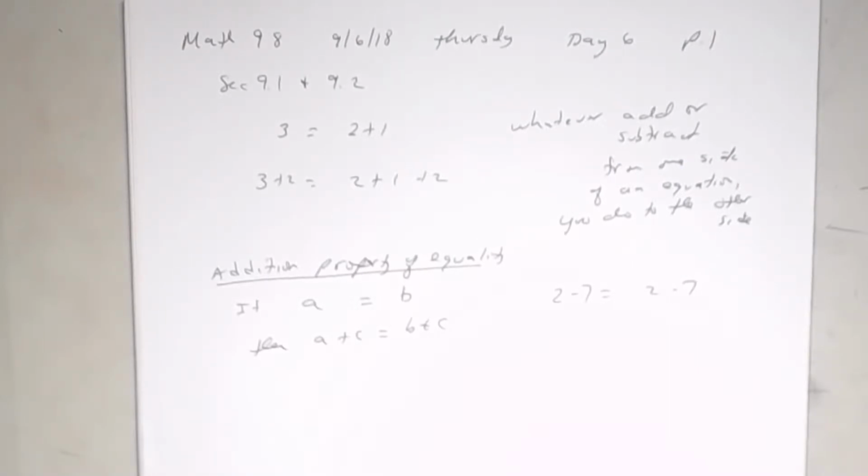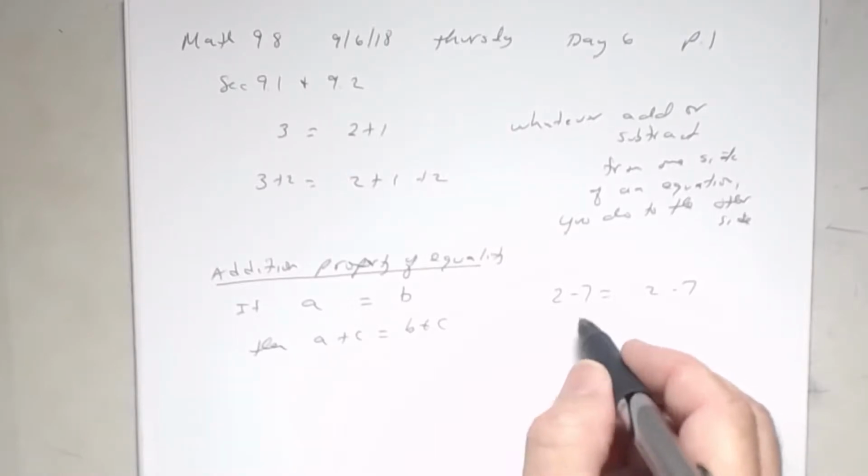Now, notice that the property only says the addition property of equality. There is no subtraction property of equality. So even though you're subtracting here, it's still called the addition property, because remember in a previous course, you can always change subtraction to what kind of operation? Addition. All right, subtraction, you can always change to an addition problem.